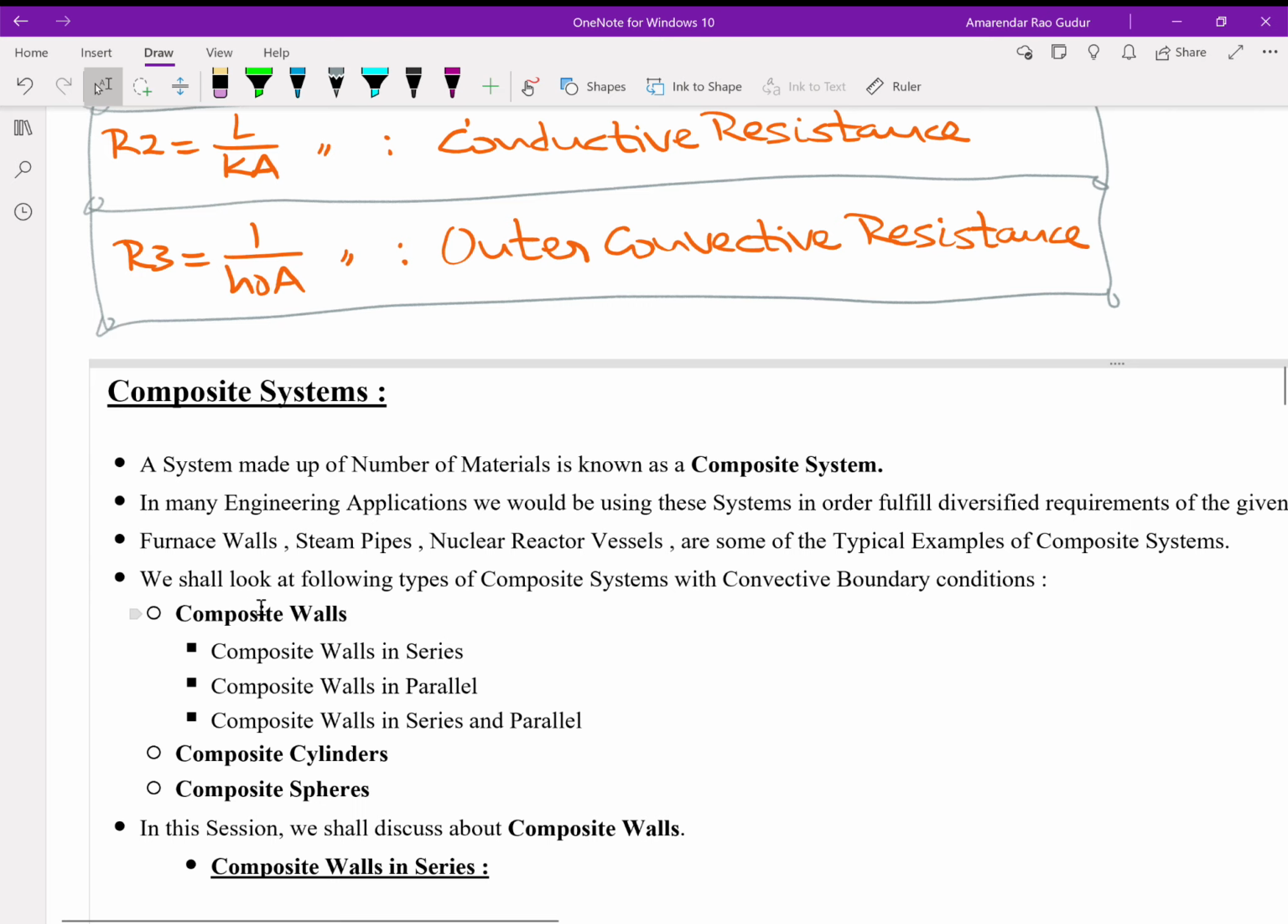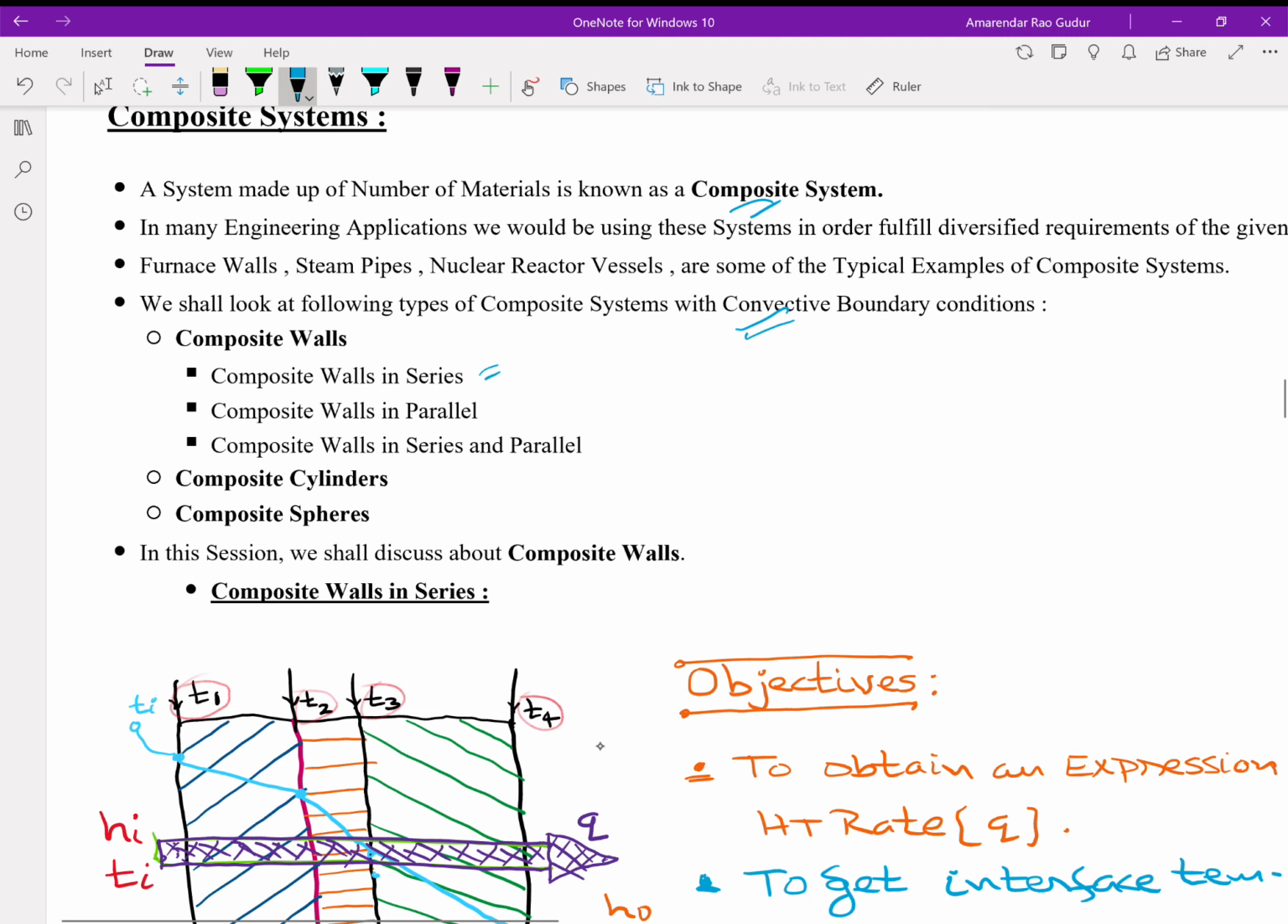Now we shall look at the following types of composite systems with only convective environments. We are talking only about convective environment. But whenever radiation is there, we can always take care of it. First, we'll talk about composite walls. Walls arranged only in series, walls arranged only in parallel, then a combination of series and parallel. Then we will ponder over composite cylinders followed by composite spheres. So these topics will be discussed in some of the sessions beginning from now.